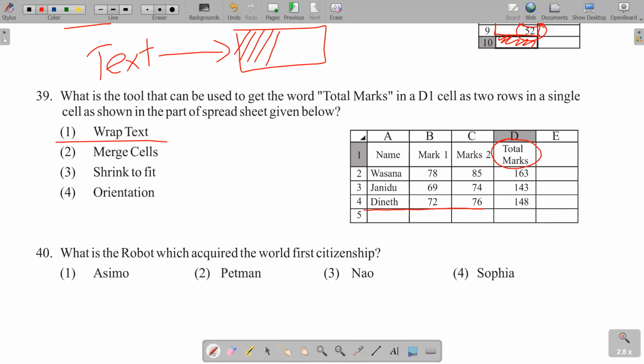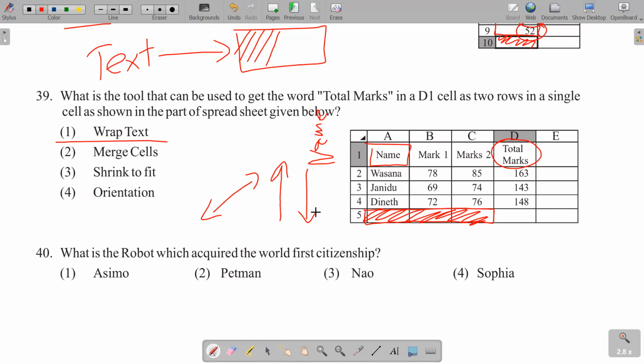Merging cells means you can merge different cells together to indicate one particular cell. Shrink to fit is regarding a particular table option. Orientation means you can turn the content in a different orientation. You can have it diagonally, upside, downside, and so on. So the vertex is the answer for the 39.